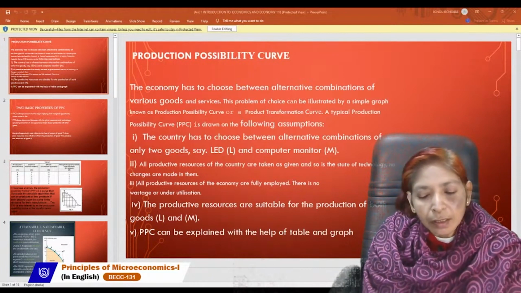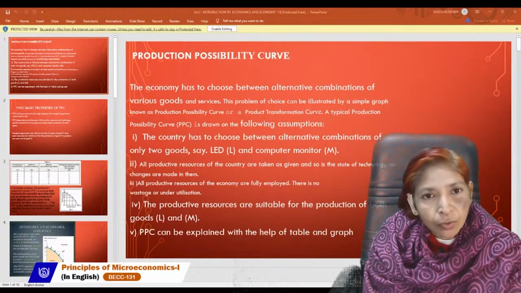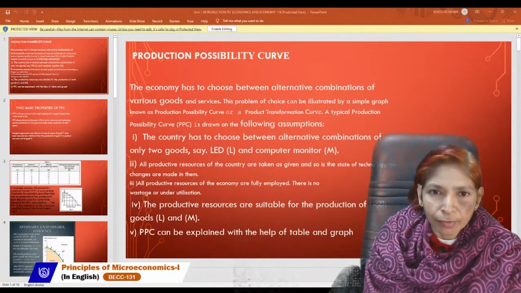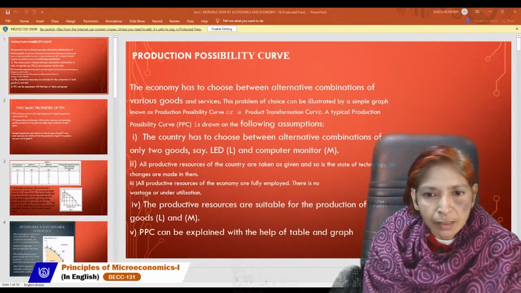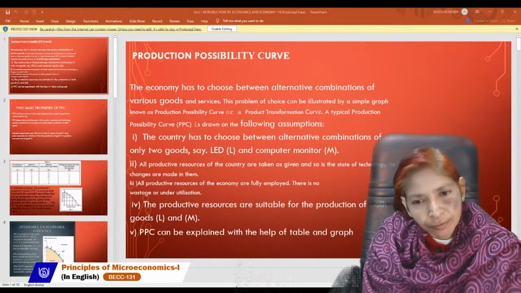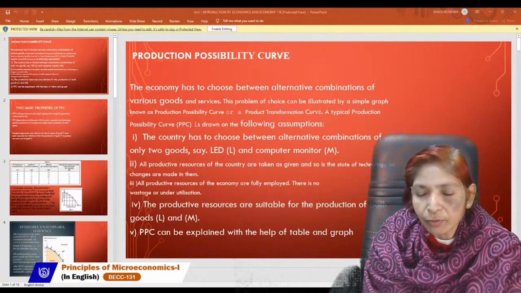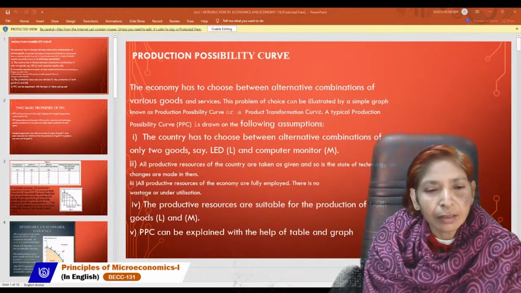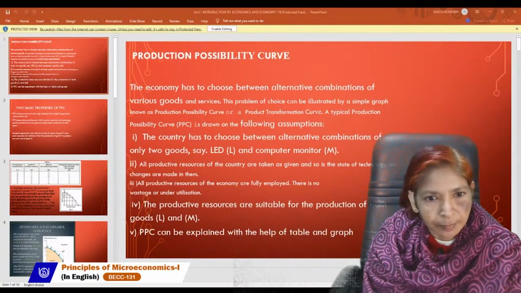Next topic is: can the PPC shift? If I ask you a question, how can the PPC shift? The PPC can shift either to the right hand side or to the left hand side. PPC can shift to the right hand side, that is called a rightward shift, and PPC can shift to the left hand side, that is called a leftward shift. PPC can shift to the right or left.